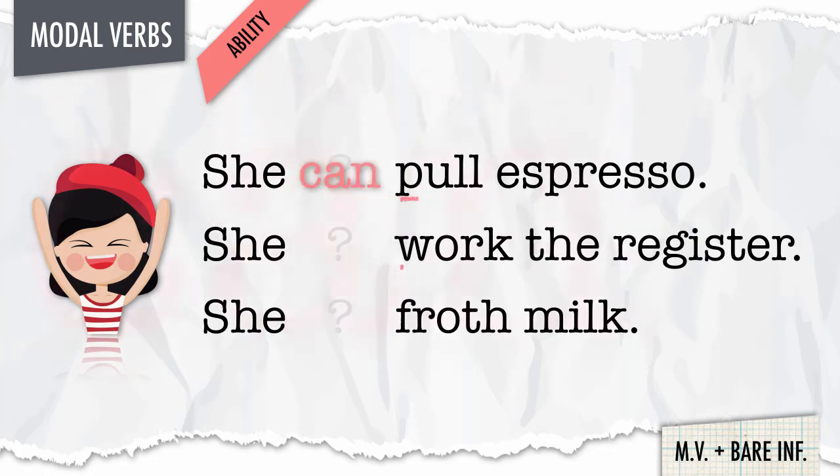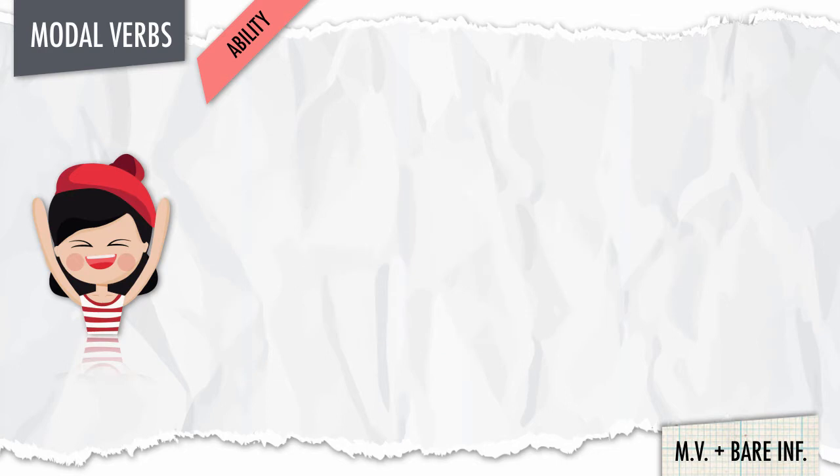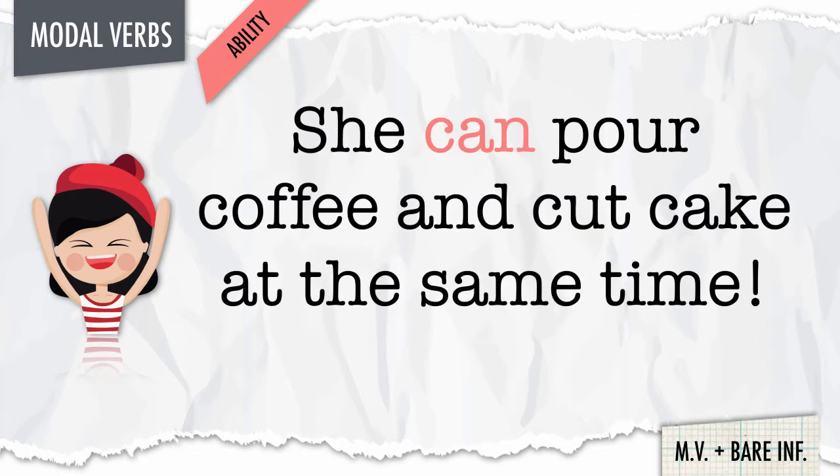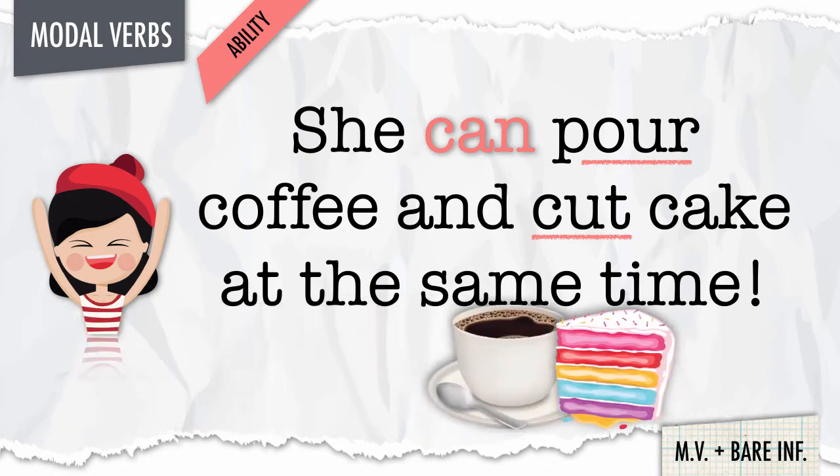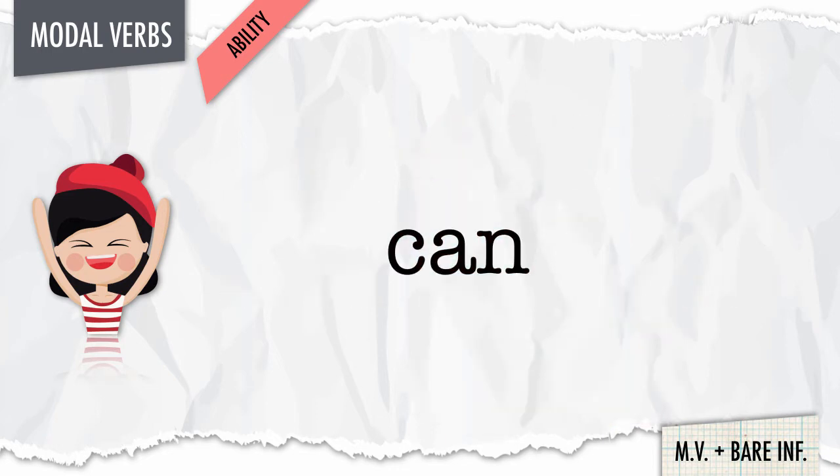She can pull espresso. She can work the register. She can froth milk. She can pour coffee and cut cake at the same time. Remember, pour and cut are the main verbs, but can expresses her ability to do those things. We use can to express ability.